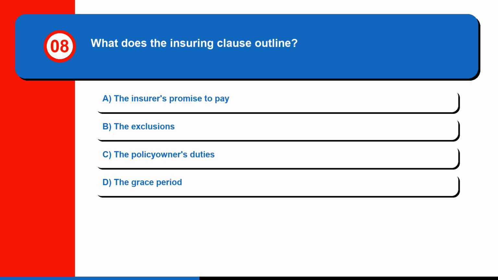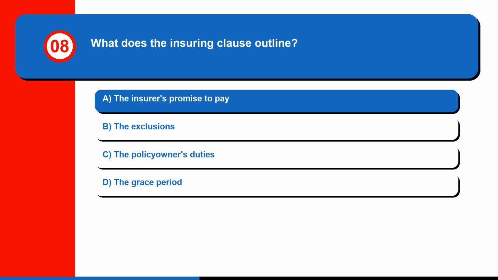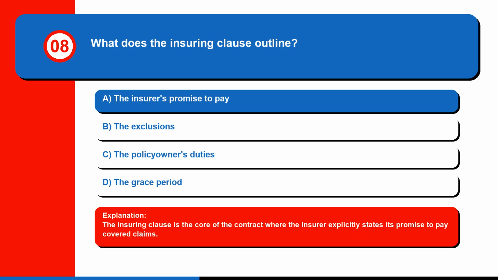Question 8. What does the insuring clause outline? A. The insurer's promise to pay, B. The exclusions, C. The policy owner's duties, or D. The grace period. The correct answer is A. The insurer's promise to pay. The insuring clause is the core of the contract where the insurer explicitly states its promise to pay covered claims.